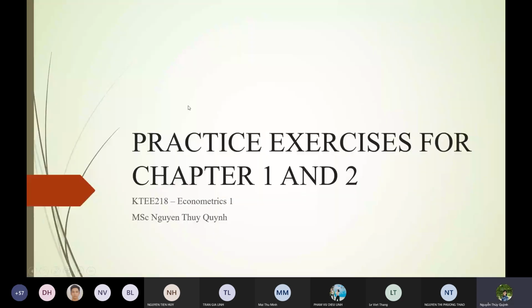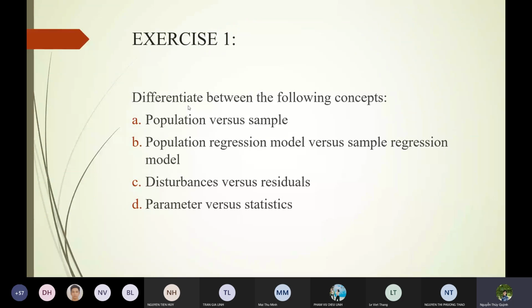The first one is exercise 1. Tell the difference between the following concepts. Okay. You will have about 5 to 7 minutes to think about the questions, to think about the concepts, and tell the difference. Then I will call someone in the class to differentiate between the concepts.